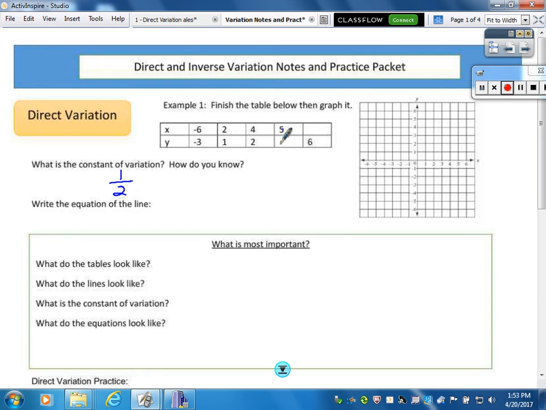So if I have 5, then I half it and I get 2.5. If I already have 6, how do I get back to the x? Well, I've got to go the opposite way. So if it's divide by 2 this way, it must be multiplied by 2 this way. So it must have been a 12 right there.